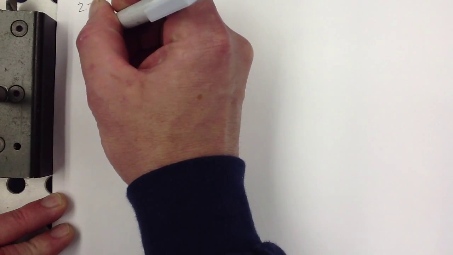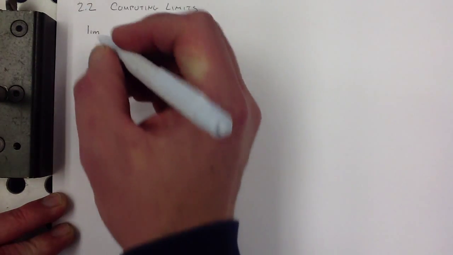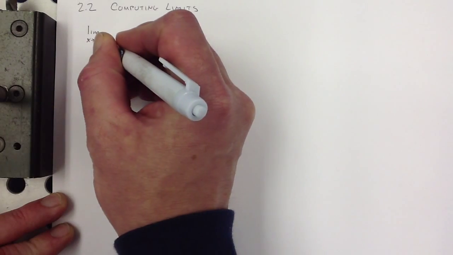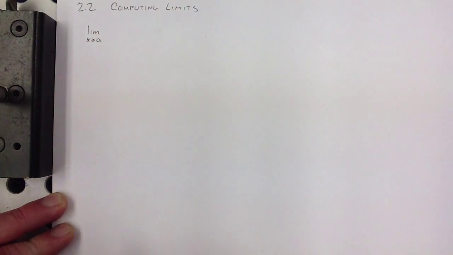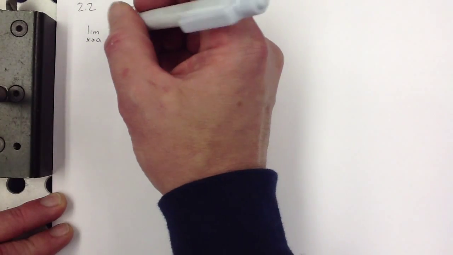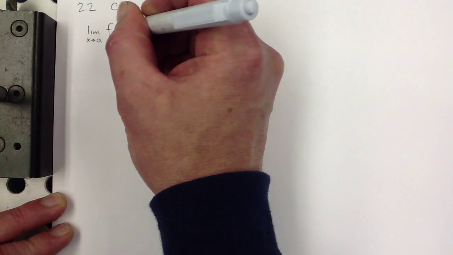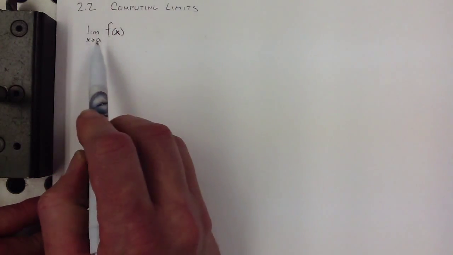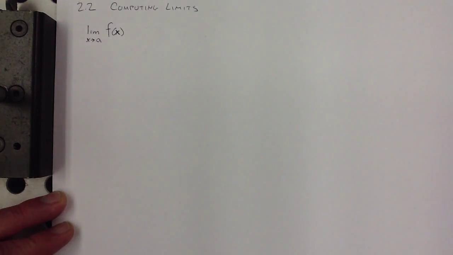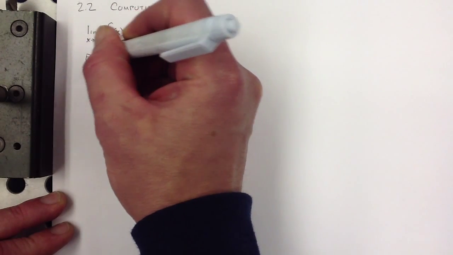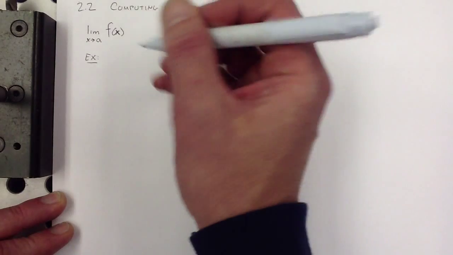We have, what is the limit as x approaches some number, I'm just going to call that a generically, of some function of x. Right? The limit as x approaches a of some function of x. So let's look at a few examples first and just see what these things look like.